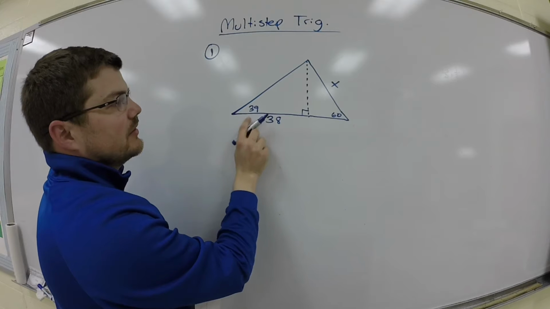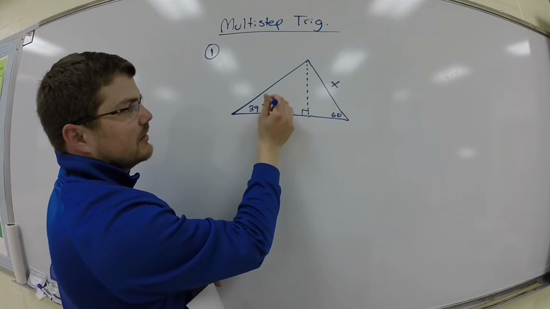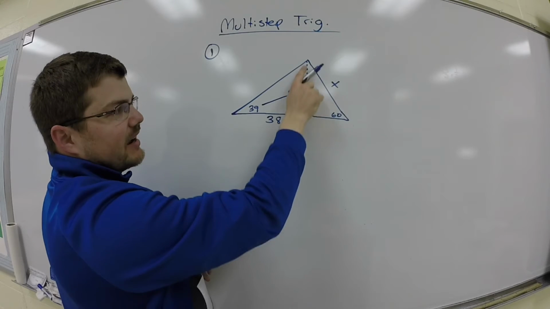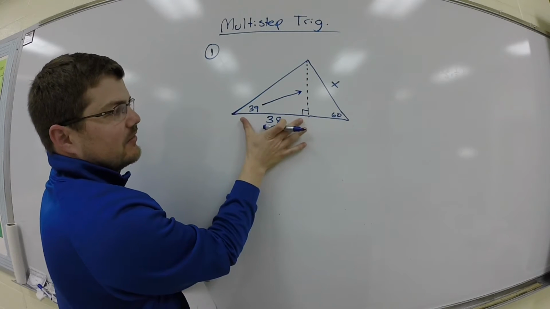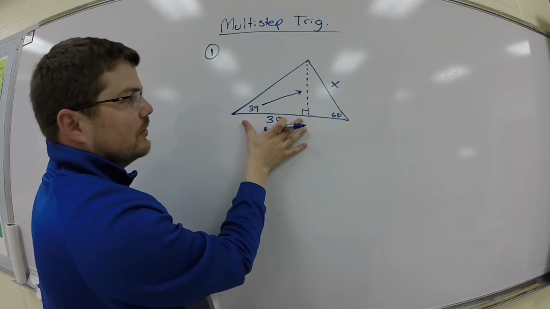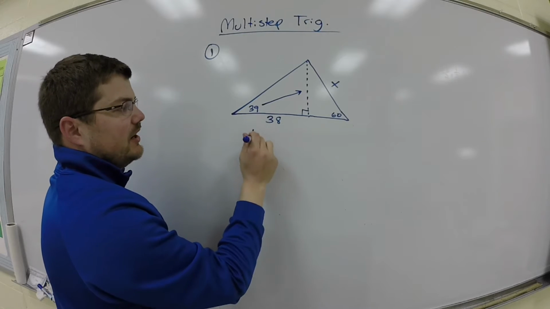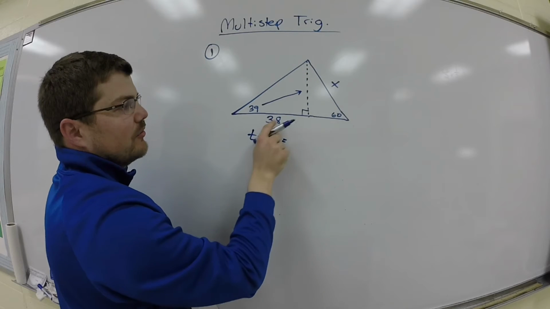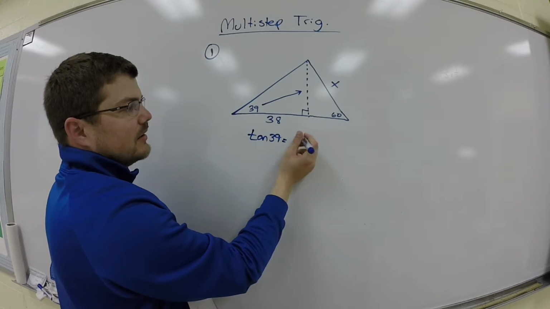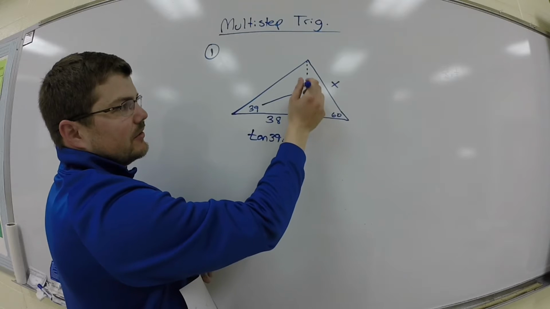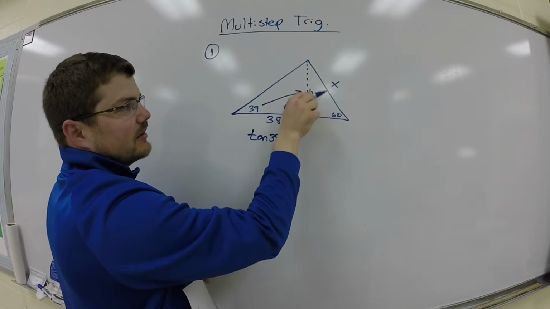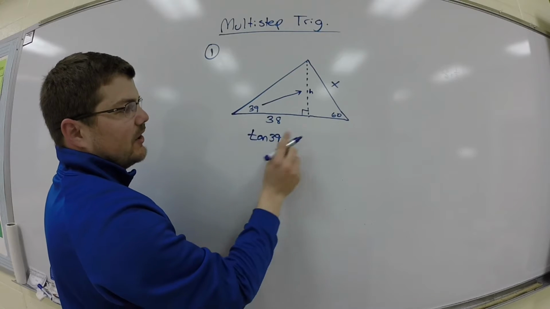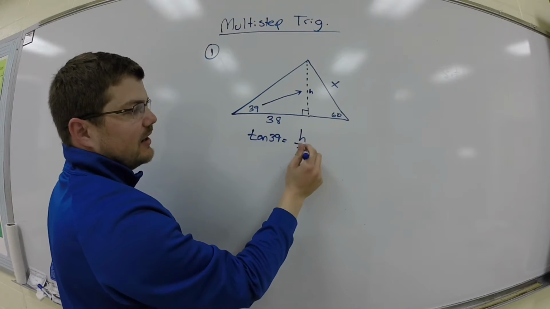Okay, so we're going to start off with 39 for theta. And we're going to find our opposite side, and we're given from here to here is 38, so we're going to do tangent 39 equals our opposite over our adjacent. So I'll just call this side H, my height of my triangle. So tan 39 is H over 38.